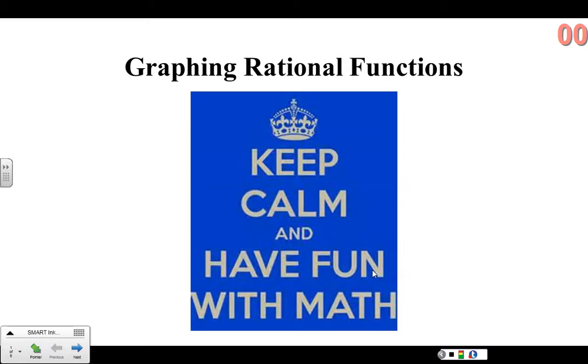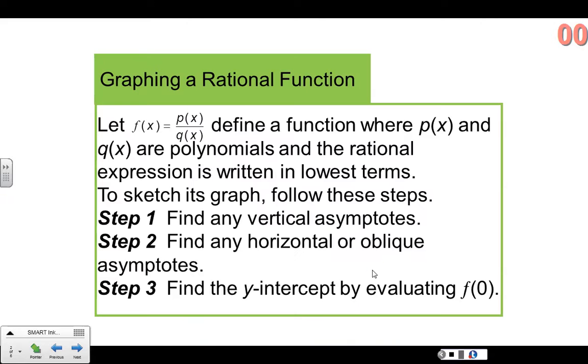Alright, in this video we're going to talk about graphing rational functions. Graphing a rational function. Let f of x be the function p of x over q of x.